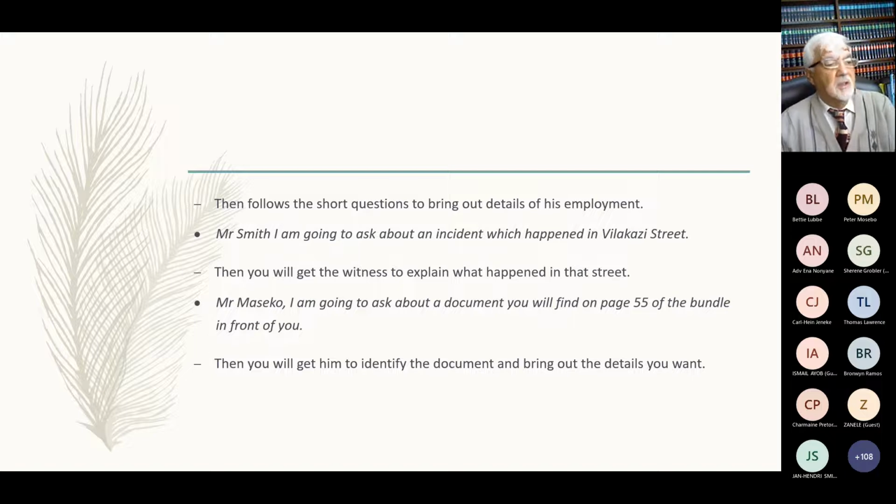Mr. Smith, here's an example. I'm going to ask you about an incident which happened in Vilagazi Street. Now the witness knows what you want. The witness is not going to speculate, and they prepare themselves in their minds to answer questions about an incident that took place. Then you will get the witness to explain what happened in the street.